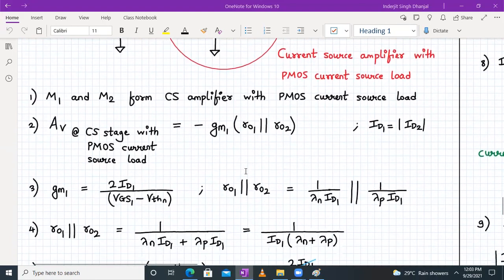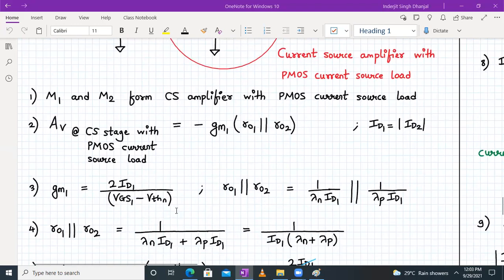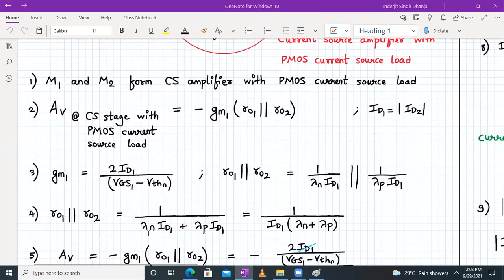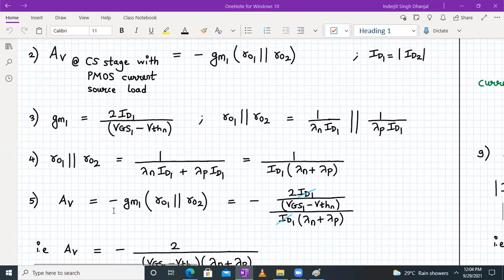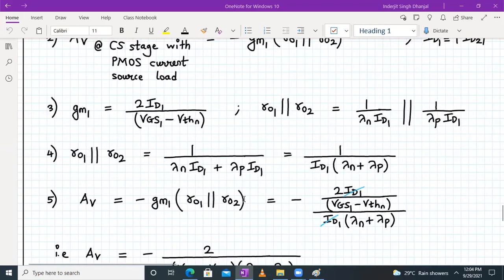Okay. So we can write RO1 parallel to RO2 as, if you solve this, you will get 1 upon lambda n into ID1 plus lambda P into ID1. So we'll take ID1 common. So RO1 parallel to RO2 will be 1 upon ID1 into lambda n plus lambda P. So now we'll get back to this formula. AV was given by minus GM1 into RO1 parallel to RO2. What is GM1? Twice ID1 divided by VGS1 minus VTHN. And that will be multiplied by RO1 parallel to RO2, which is 1 upon ID1 into lambda n plus lambda P.